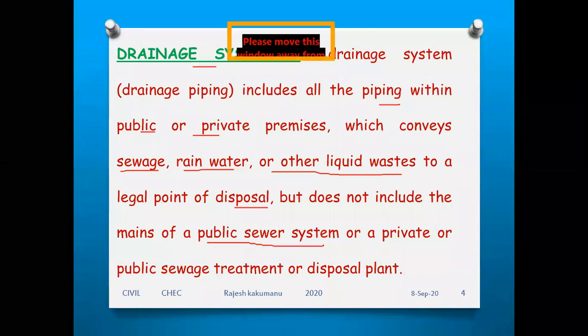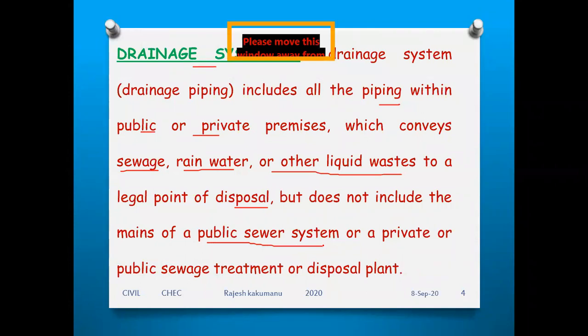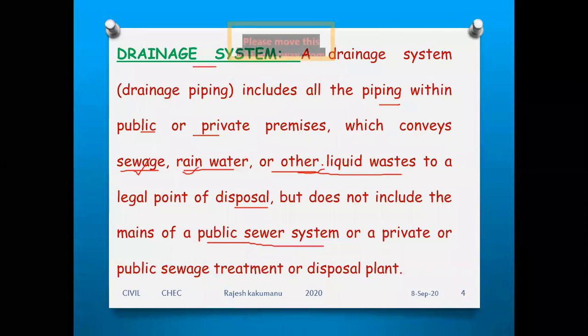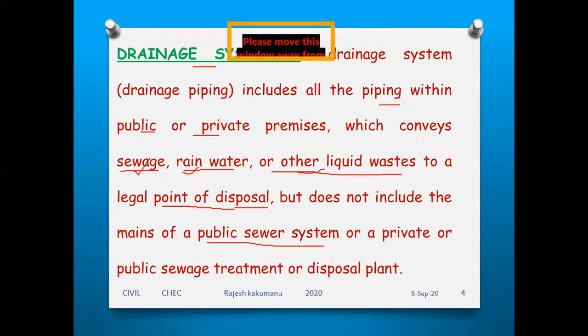So drainage system means which consists of all pipings within the public or private premises which conveys the sewage waste gaani, the rainwater waste gaani, other liquid waste gaani to a legal point of disposal. So these three things, the sewage waste coming from the sanitary, the rainwater coming from the storm, and other liquid waste to the legal point of disposal. So legally where it should be disposed, that is nothing but the drainage system.